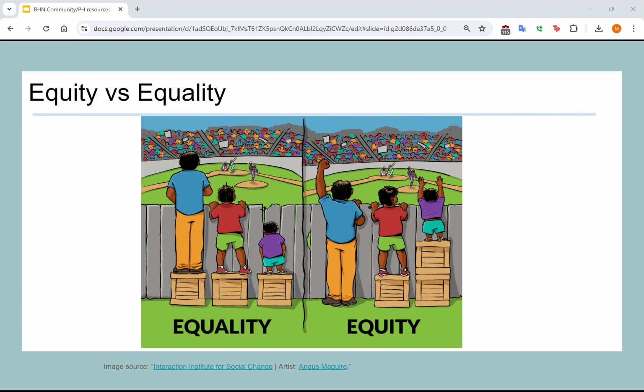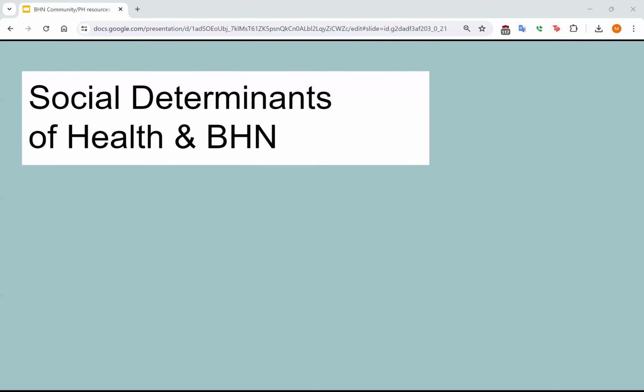So equity instead is looking at the differences in needs and redistributing things based on the inequities. We have 3 boxes, but the first person really didn't need one, so instead we give it to the third person so they can see. Equality is great, but while we still have differences and advantages in how people live their lives, it's important to address these so that we can achieve more just healthcare. Now I'll move on to the social determinants of health, which are really tied into equity, and expose what's going on to cause inequities in our systems.